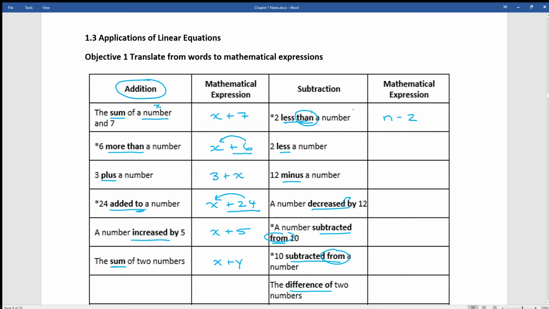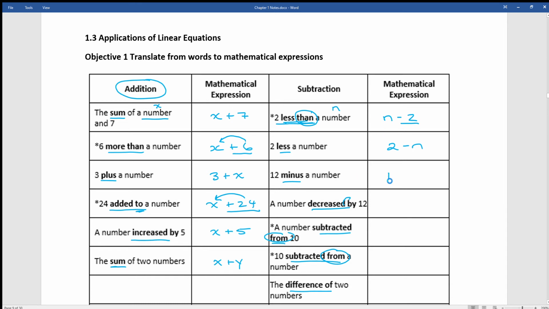And I've switched to the variable n. It doesn't matter what variable you use, but the key thing, this one is 2 less than a number. And the only way to write that is like that. If you want it to be 2 less a number, they won't say the word than. And these are two very different answers depending upon which one you write.